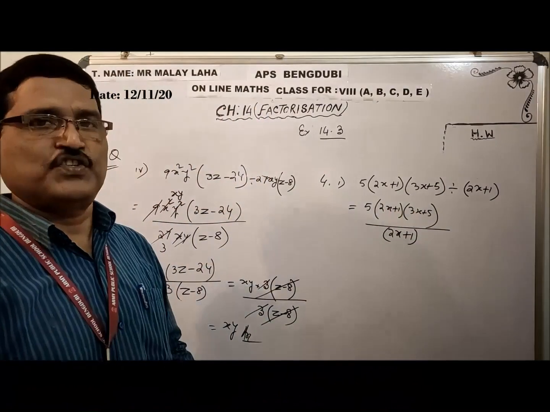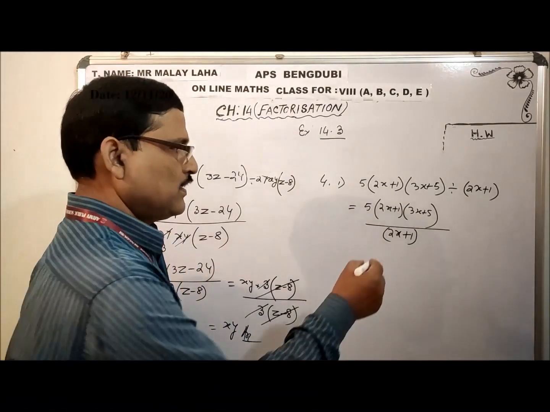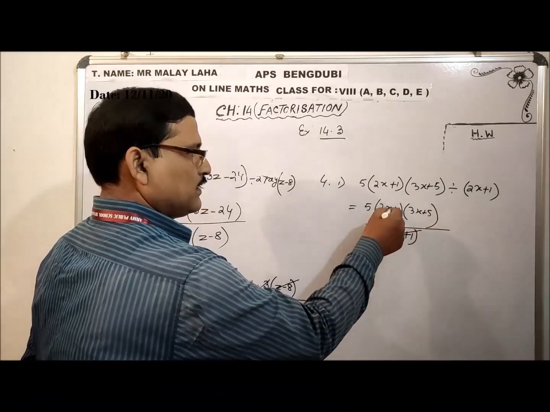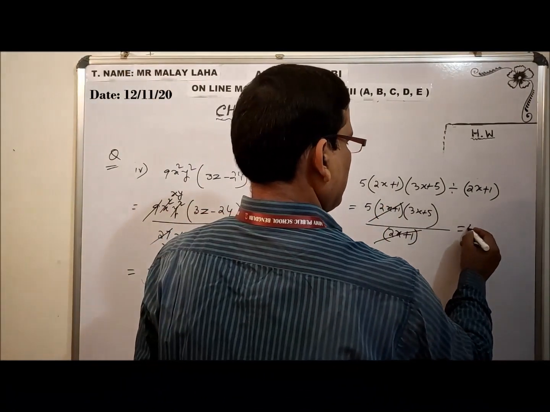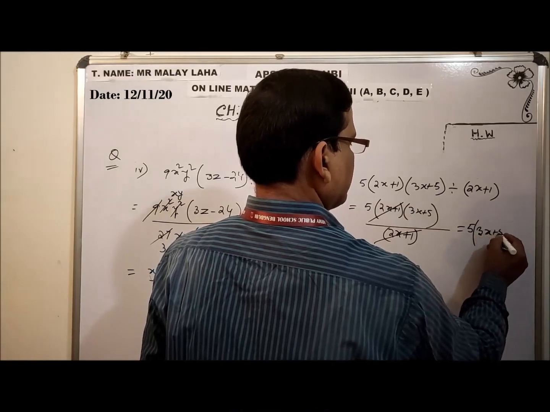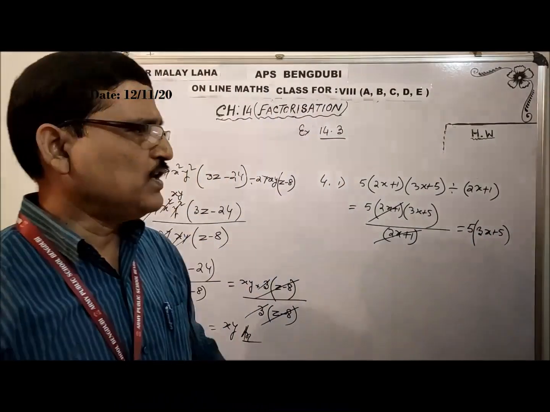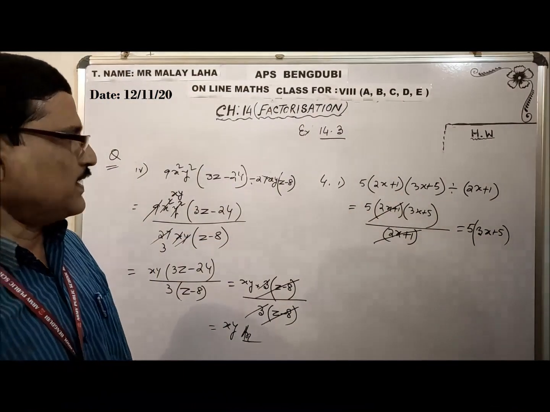Sometimes I have noticed children are cancelling 2x, 1. No, when it is in bracket, all together, this part gets cancelled. What is left out? 5 into (3x plus 5). This is the answer. Or you can multiply and show in the simplest form also. No need in my sense.